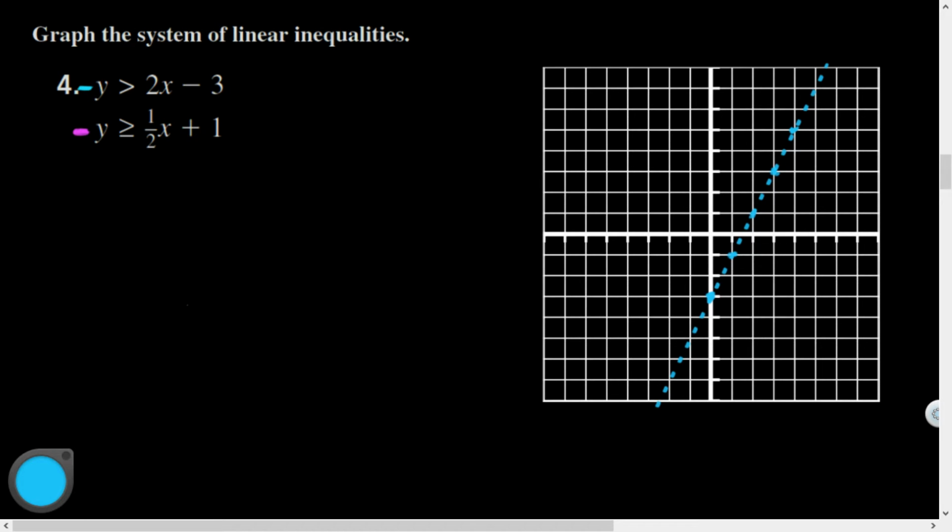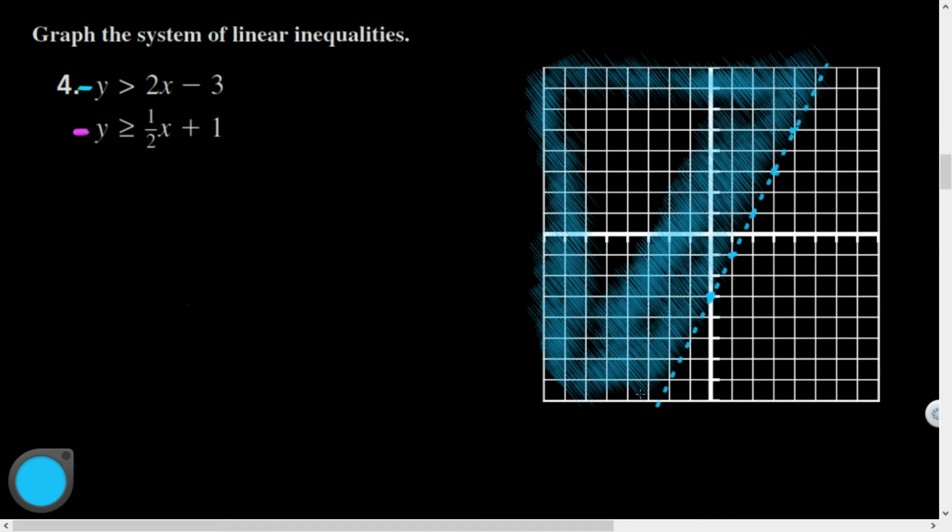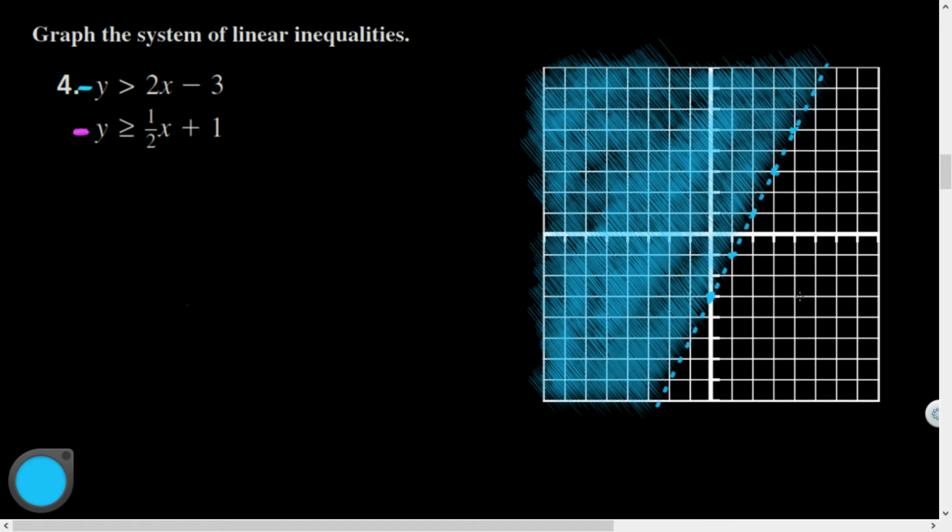And which way do I shade this? Above, because that's a greater than symbol, and there is a y. All right, so here's my blue solution set, of which there are infinitely many, a half plane worth of them. Wow, I do like this little shading tool, etching style here.